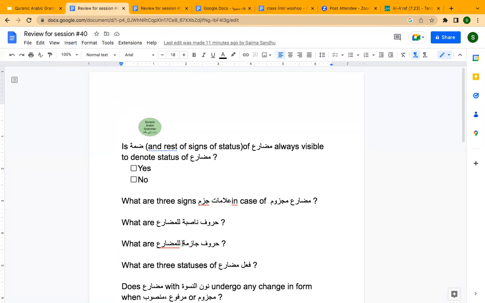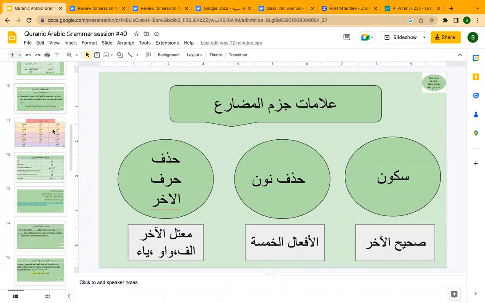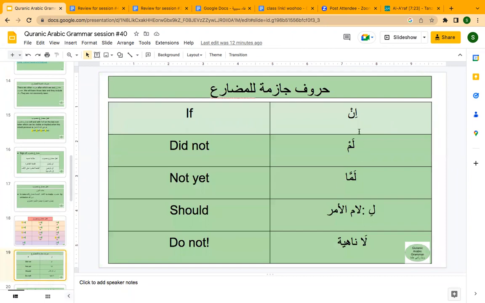So who remembers haruf jazma that make mudare majzoom? In, lam, lama, li. Okay. Yes. So in, lam, lama, li. What else did we do? La, very well done. That was one I was missing. So we learned that not only do our harufe jazma include lam, lamma, li, in, but also la nahya, right? La nahya. Do not forget about this one, okay?